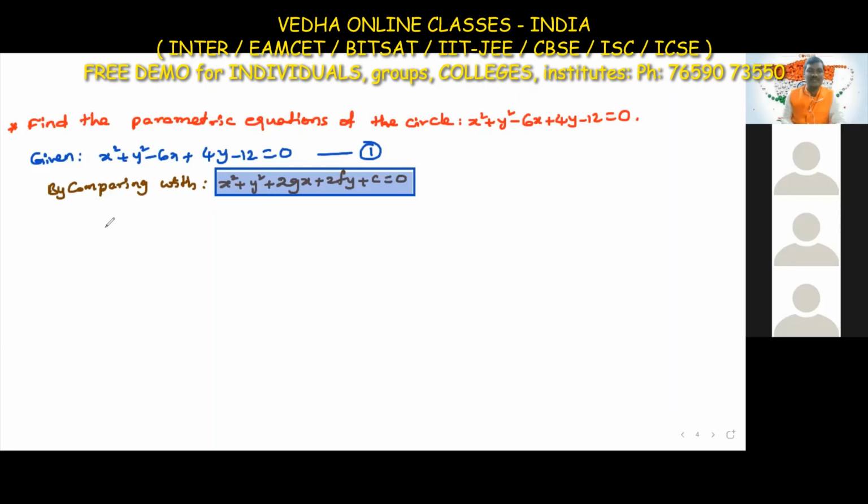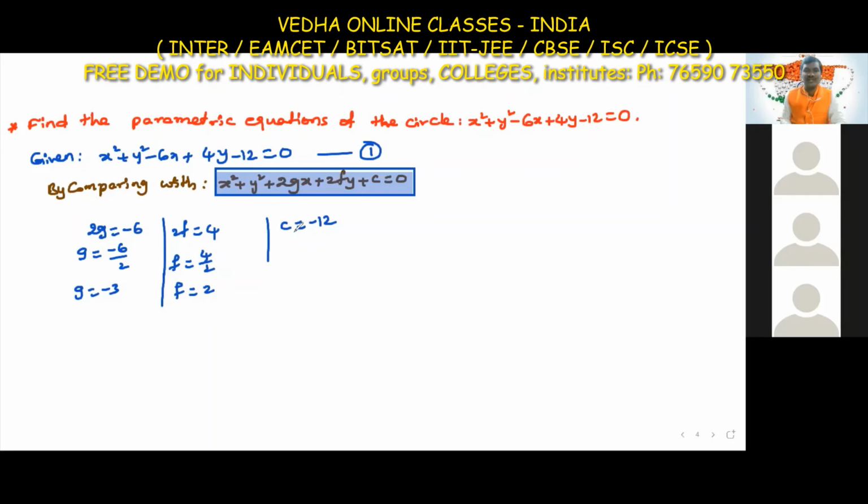When we compare with the general equation, what is 2g? 2g is the x coefficient, minus 6. What is 2f? The y coefficient is 4. What is the constant? Minus 12. Here the g value is minus 6 divided by 2, that means g is equal to minus 3. F is equal to 4 divided by 2, the value of f is 2.